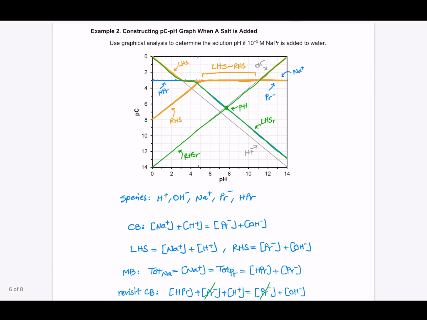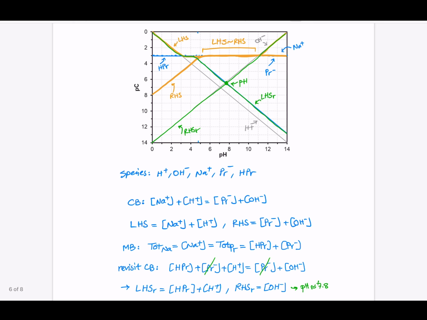So what we observed was a retwisting. This LHS, RHS are not written in stone. We can basically play with them to find a condition that satisfies the charge balance overall. It could be the original charge balance or it could be a revisited charge balance.